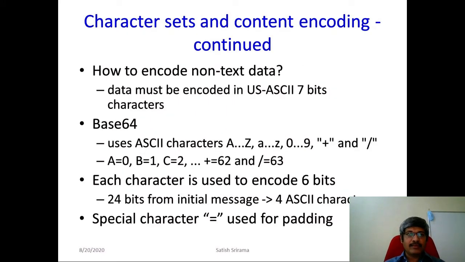There are several encoding mechanisms for that one. Base 64 encoding is one of the very good ones. Okay, why is it base 64? Because base 64 actually supports only 64 characters.